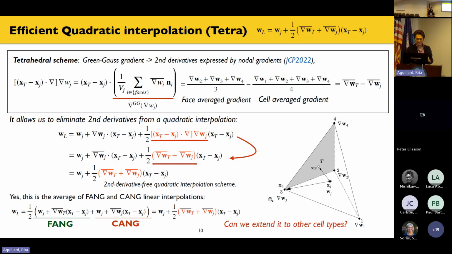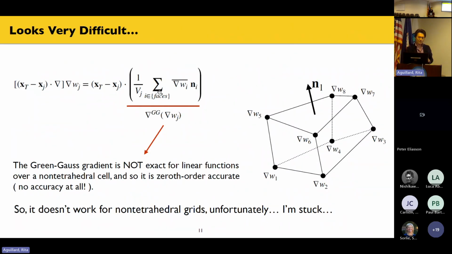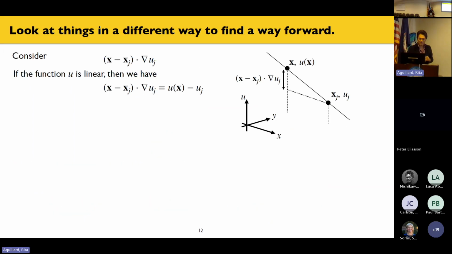So now, can we extend it to other cell types? It relies on this Green-Gauss over tets. But if you look at it, Green-Gauss is exact for linear functions over tets, but not for irregular hexa or non-tetrahedral cells. So at first it was not possible. But looking at this a different way, you actually find this is possible.